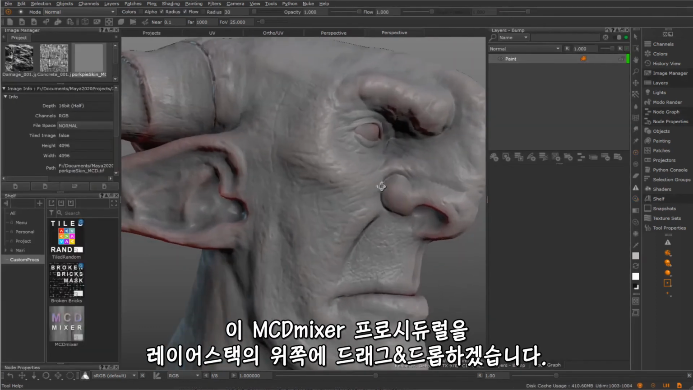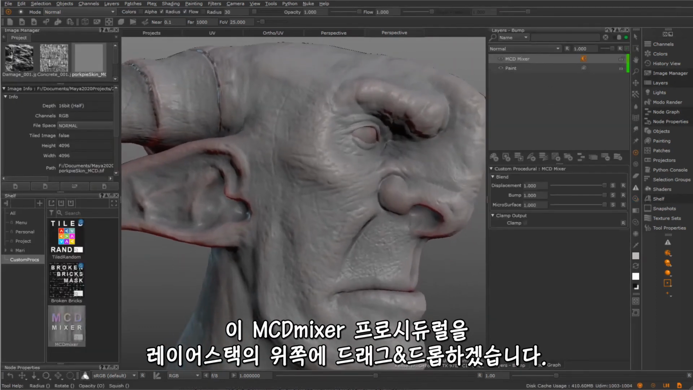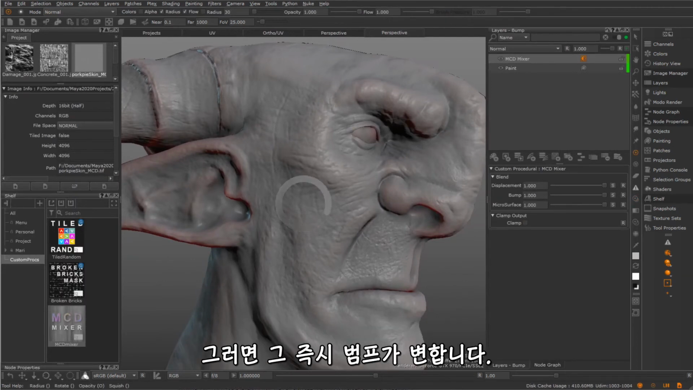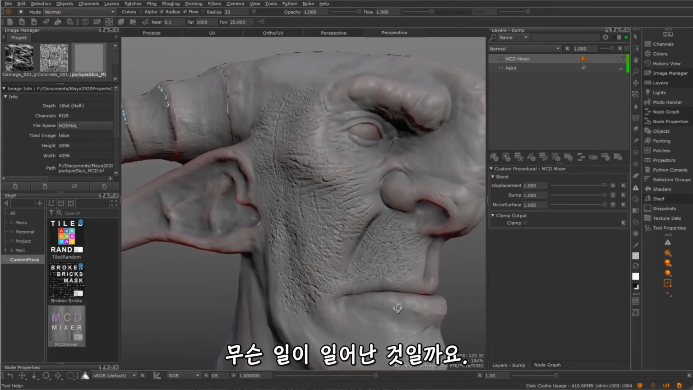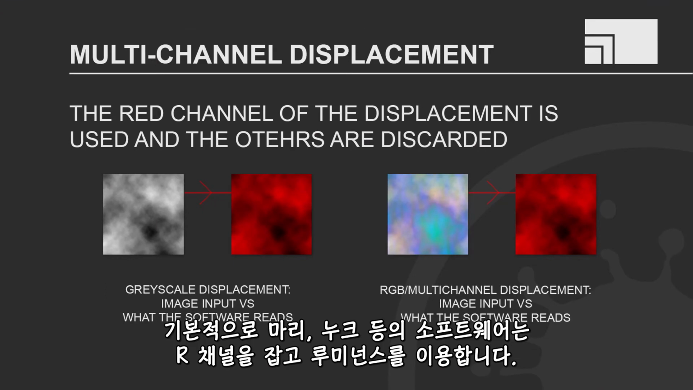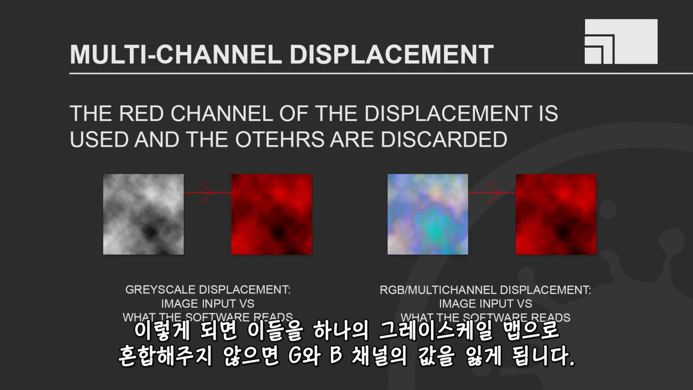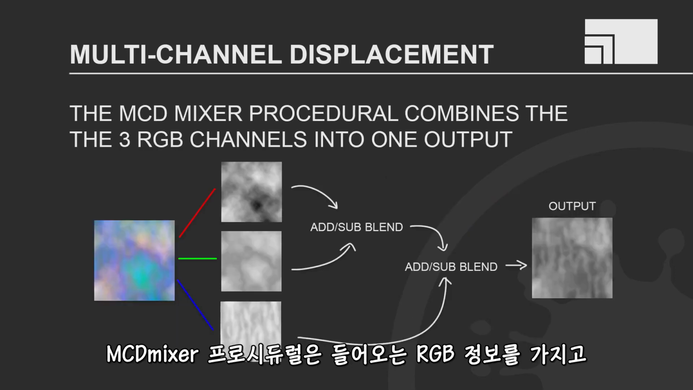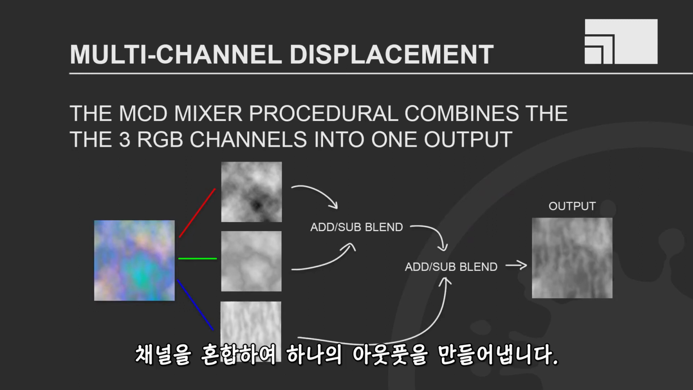I'm going to drag and drop this Mcd Mixer procedural above this on the layer stack, and instantly the bump changes. So, what's happened? By default, when converting images from RGB to scalar data, Mari, Nuke, and other software are just going to grab the red channel and use its luminance, which means we lose the green and blue channel information if we don't mix them together into a single grayscale map. This Mcd Mixer procedural takes the incoming RGB information, mixes the channels together, and spits out a single output.